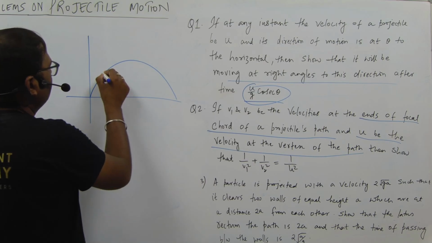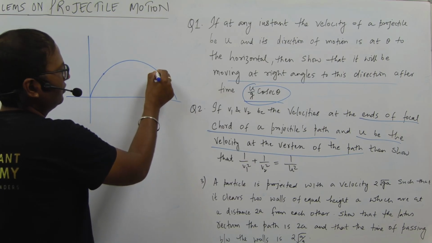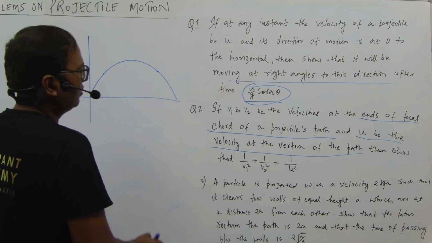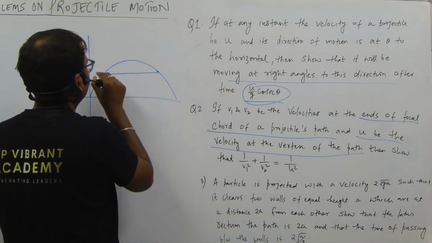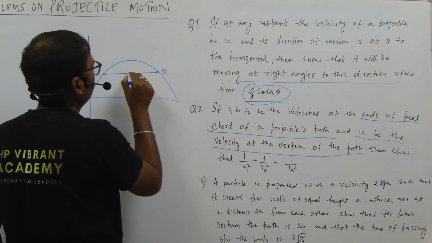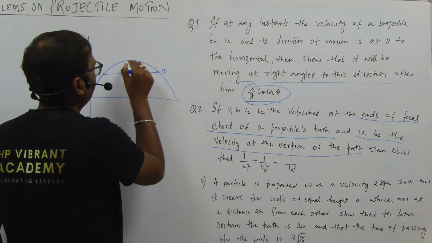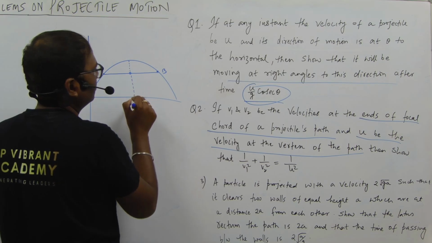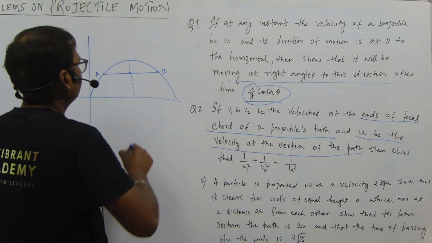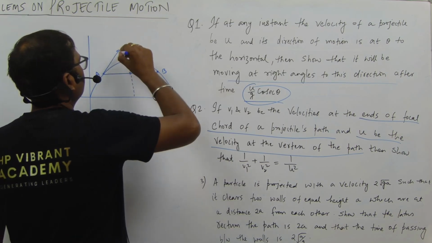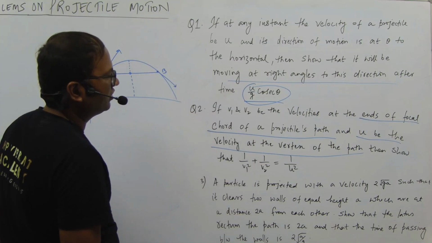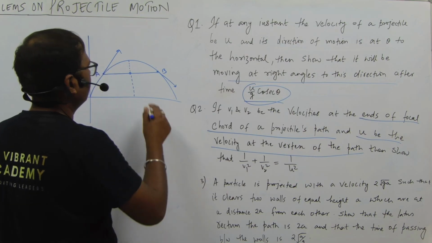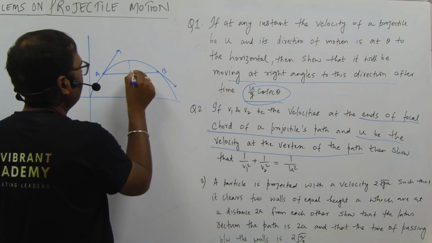Okay, so let us take 2 points. Let us take a focal chord. So this AB is our focal chord, and this point S is our focus. Let us take V1 and V2 as the velocities at the ends of the focal chord. So our focal chord is A, S and B.